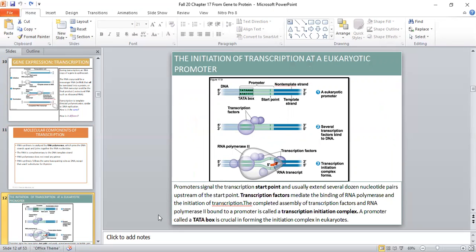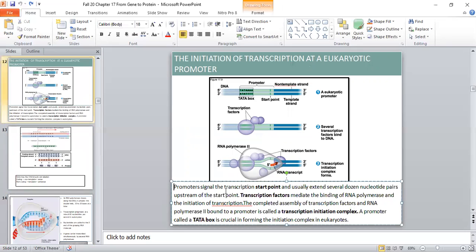Now, initiation of transcription at a eukaryotic promoter. What is the promoter region? The promoter region is where the initiation of transcription starts. The promoter guides RNA polymerase to attach here and start the process of transcription. Look here, they have said the promoter signals the transcription start point. So it signals RNA polymerase: this is the start point, come join here and start the process of transcription.